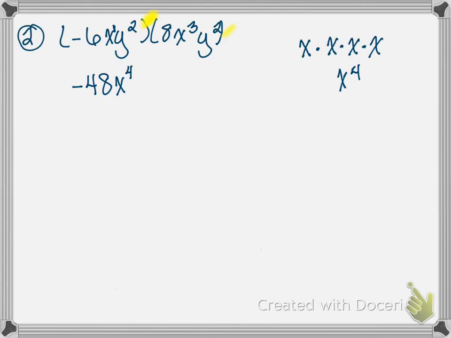Now we are going to do that again with our y's. I have y squared times y squared, and so that is y to the fourth. And so I have negative 48, x to the fourth, y to the fourth. And that is the answer to number 2.